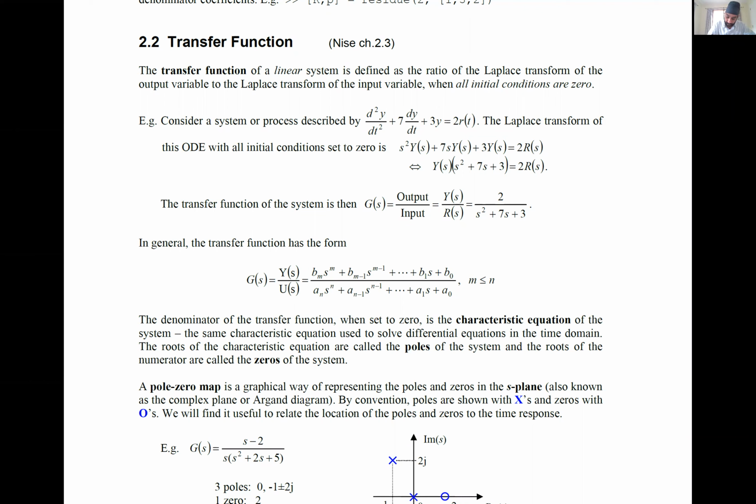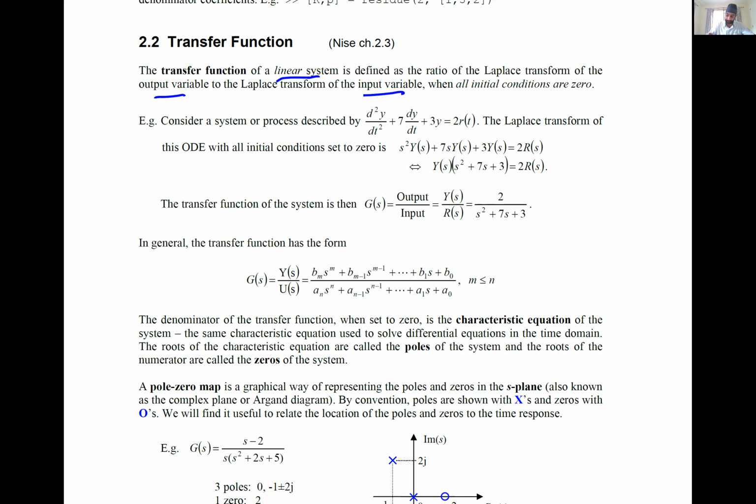Transfer function of a linear system is defined as a ratio of Laplace transform of output variable to Laplace transform of the input variable when all initial conditions are zero. So when you read this definition, there are quite a few terms that you may think are new and you may wonder about it. Linear system, output variable, input variable.